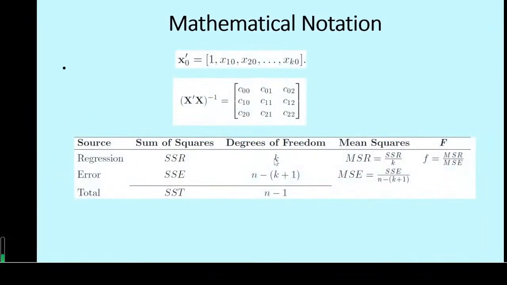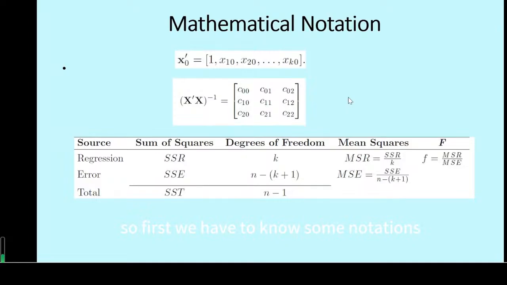So first we have to know some notations. So X is a matrix, the vector 1, then the values of X for the independent variables, and X transpose X, then inverse means the inverse matrix, and this is the matrix multiplication. So the result is like this. This is all the known values from X. And this is the ANOVA table.